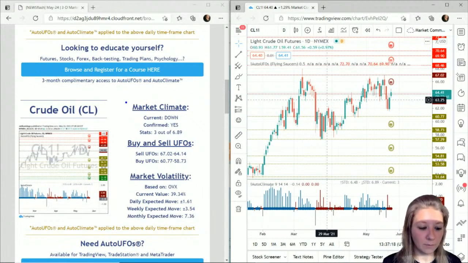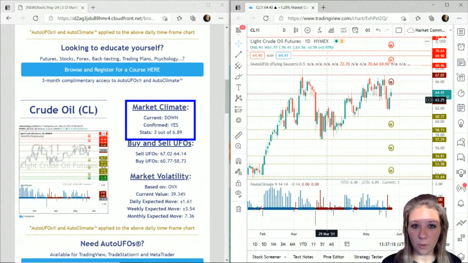Okay, so oil, we have a confirmed downwards climate, thick red dot there, probability down. Now, usually this market goes down for 7 candles. That's what that's telling us. Usually goes down for 6.89 candles. Let's round that up to 7. And we're on candle number 3. That tells us that we still have probability of a continuous move down based on what usually happens.